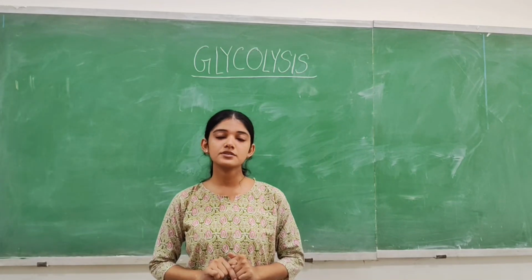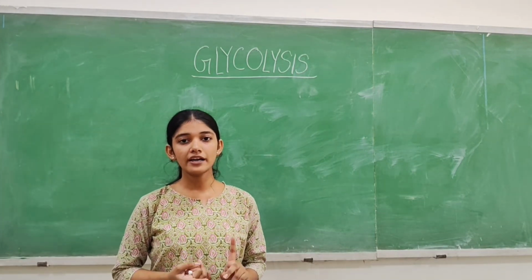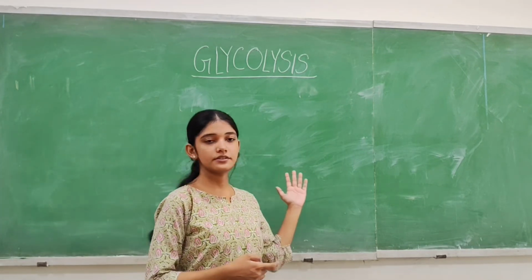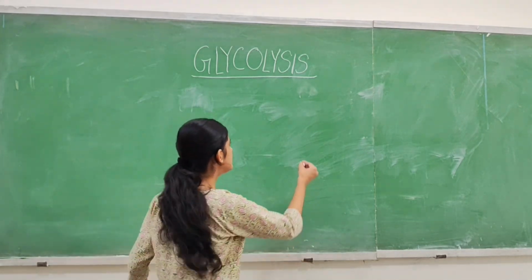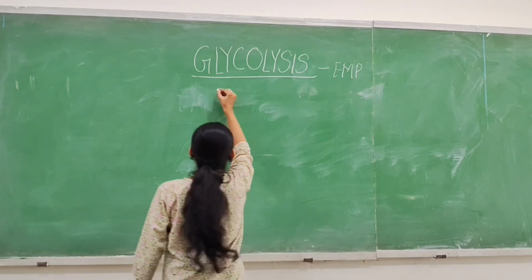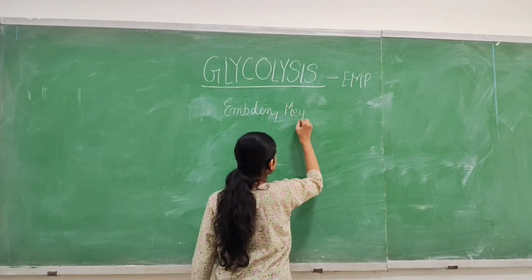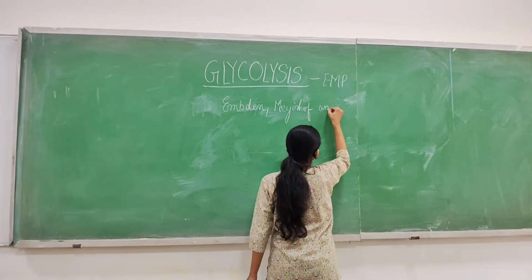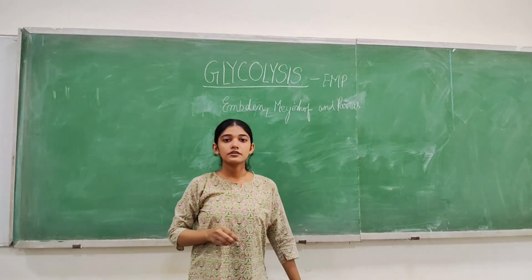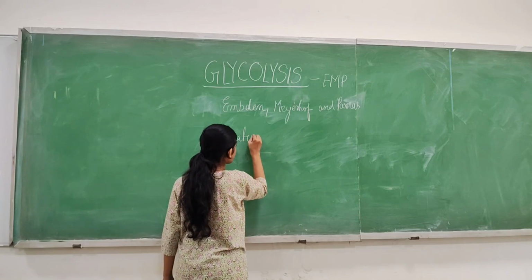So basically, glycolysis was discovered by 3 scientists, namely Engel, Meyerhoff, and Parnas. And based on their names, this pathway is also called the EMP pathway. Engel, Meyerhoff, and Parnas. The location for glycolysis is cytoplasm.